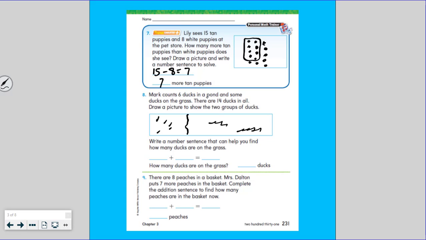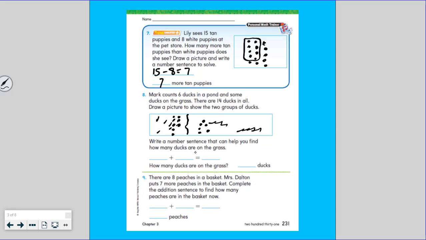So there are 6 ducks in a pond and some in the grass. So 1, 2, 3, 4, 5, 6. 6 ducks in the pond. And there's some on the grass. So I need to go from 6 to 14. So 6, and I'm going to start adding until I get to 14. 7, 8, 9, 10, 11, 12, 13, 14. So I got 6 in the pond, some in the grass, and there's 14 in all. So if I count them all, there's 14. And so now I've got to figure out how many were in the grass. So 1, 2, 3, 4, 5, 6, 7, 8. There's 8 in the grass.